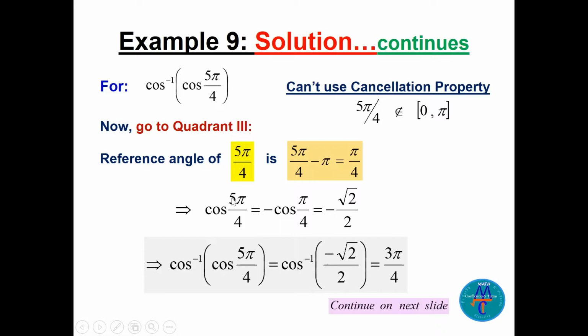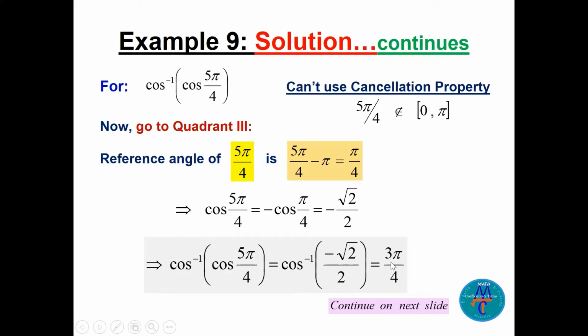Then cosine 5 pi over 4 will be negative because it's in quadrant 3, cosine of the reference angle, pi over 4. So the answer, minus square root of 2 over 2, is inside the bracket here. Now we ask, what is cosine inverse of minus square root of 2 over 2? What is the angle between 0 and pi whose cosine is this negative number?